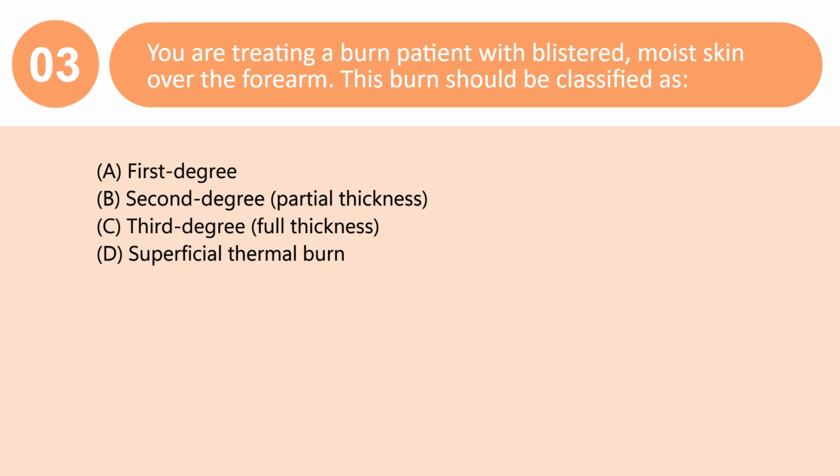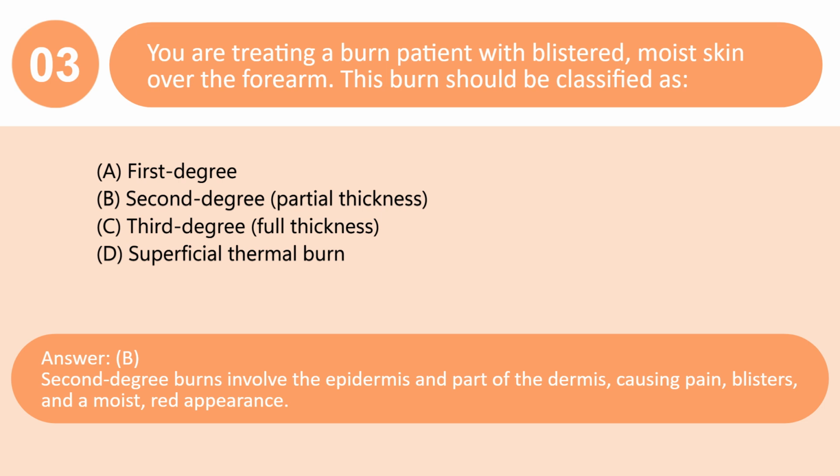This burn should be classified as A. First degree. B. Second degree, partial thickness. C. Third degree, full thickness. D. Superficial thermal burn. Answer: B. Second-degree burns involve the epidermis and part of the dermis, causing pain, blisters, and a moist, red appearance.